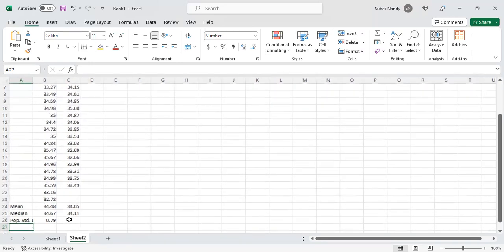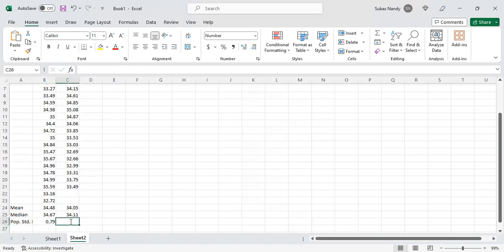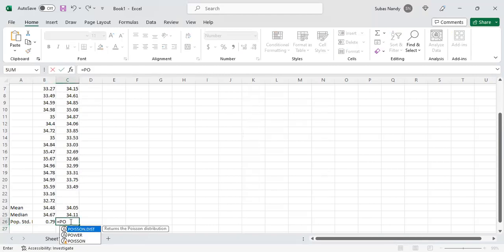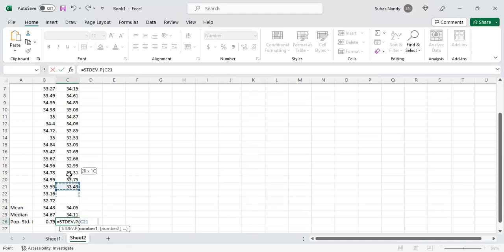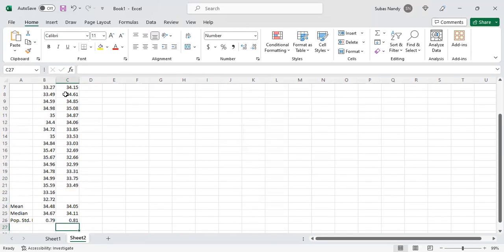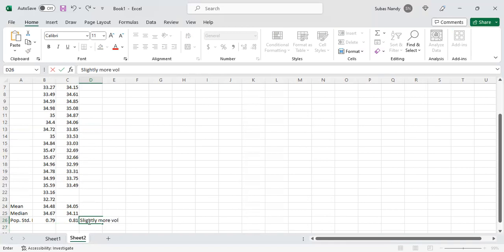I'll repeat that same calculation here for the month of June, equal to STDEV.P from C21 through C2 and hit enter. The population standard deviation in the month of June is 0.81. The population standard deviation in the month of May is 0.79. So stock prices are slightly more volatile in June.